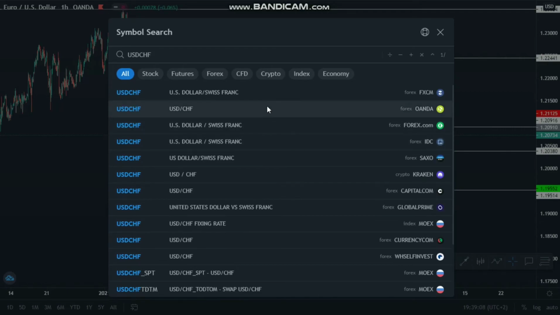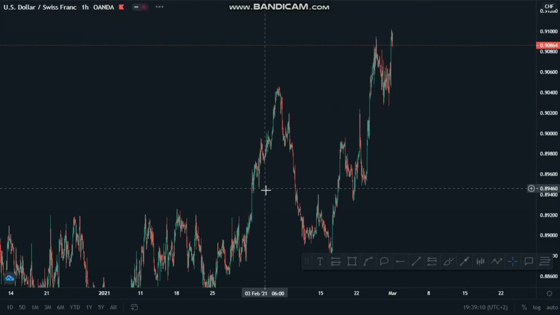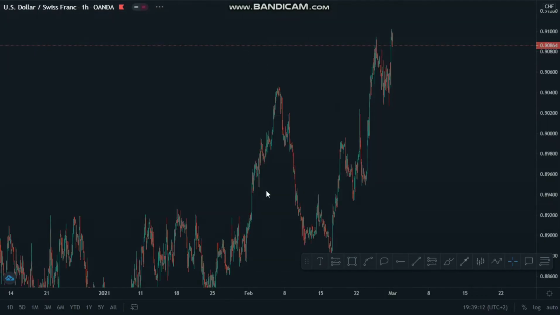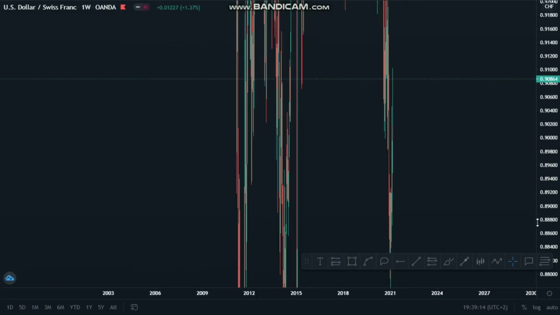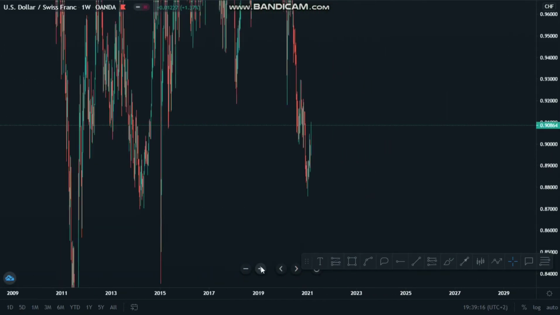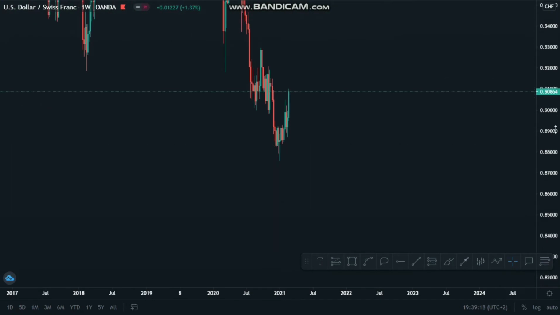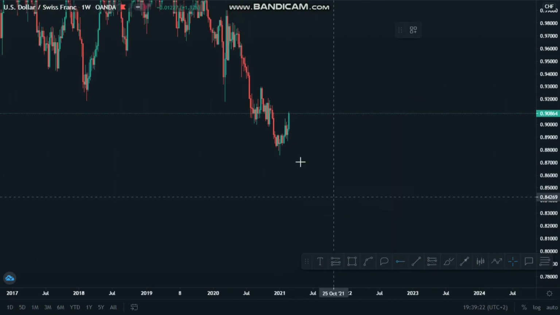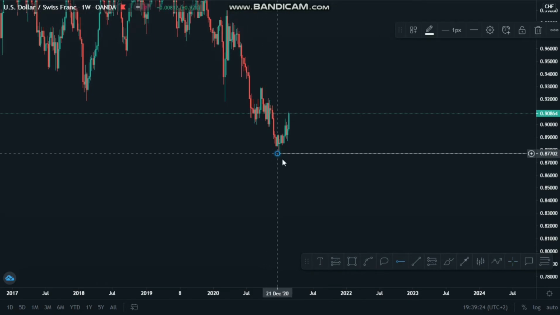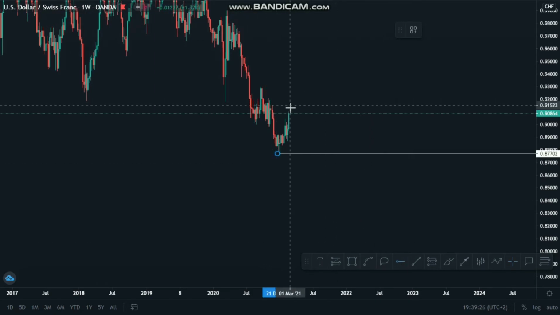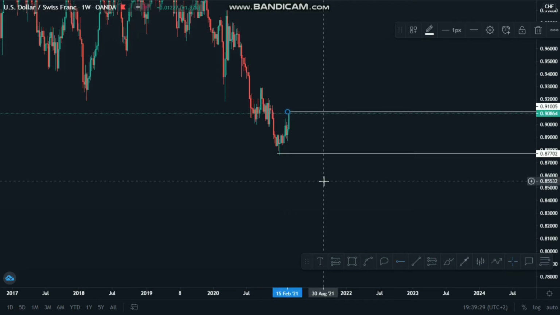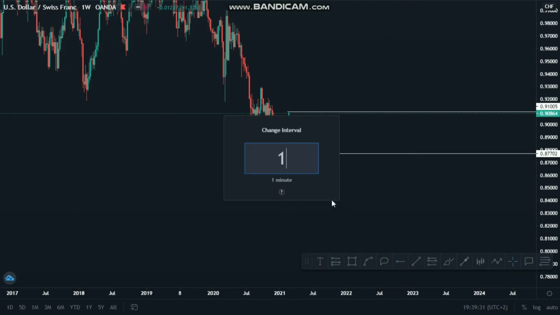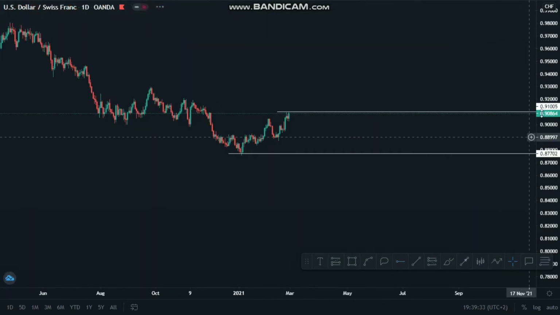On our pair USD/CHF, starting from the weekly time frame, as always, we're going to identify what our major support and our major resistance. So our major support is this one right here, major support right here, major resistance where it's currently at. Then we're going to dive into the daily time frame to identify our sub support and our sub resistance.